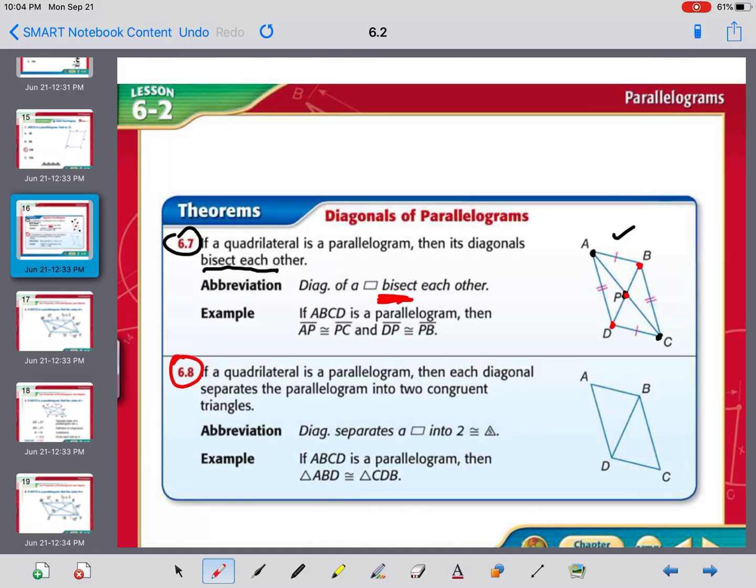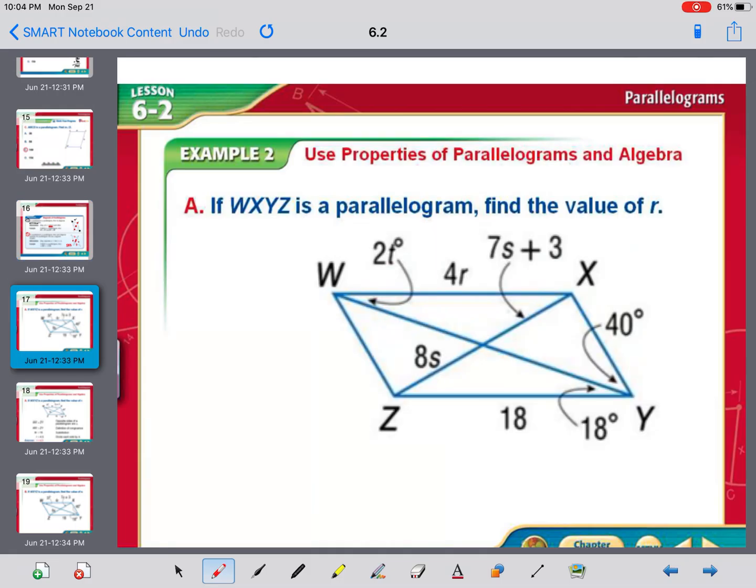6.8 says if a quadrilateral is a parallelogram, then a diagonal separates the parallelogram into two congruent triangles. Because we already knew these two are congruent to each other, we already knew these two are congruent to each other. And of course the diagonal is congruent to itself. So the two triangles are congruent by side, side, side. Nice.